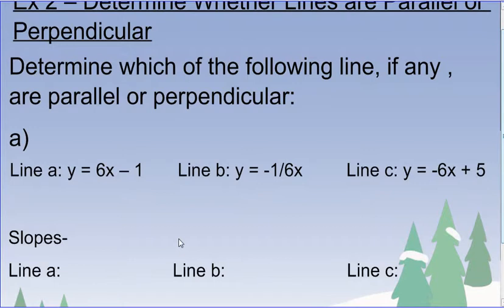Well, if two lines are perpendicular, first off, let's do parallel. We'll make little notes here. Parallel means same slope. Perpendicular, on the other hand, means that their slopes are the negative reciprocals. Actually, it's the opposite reciprocal.